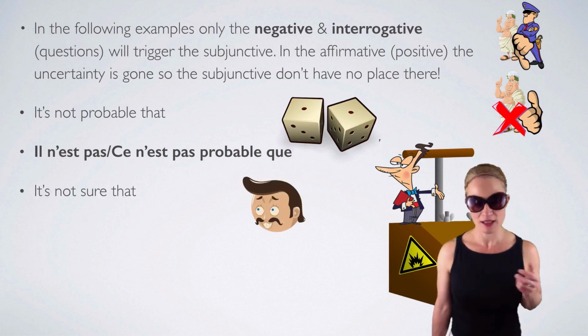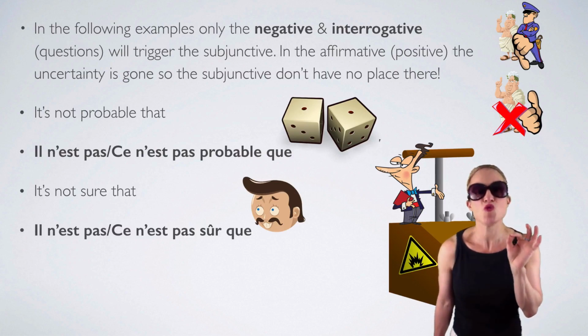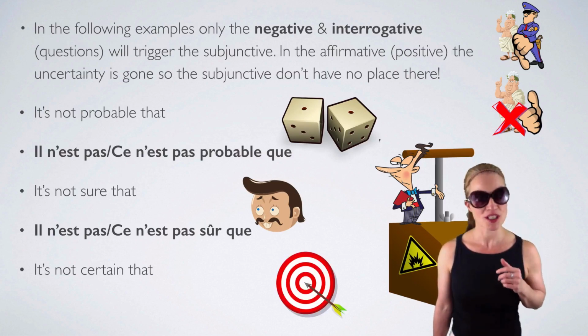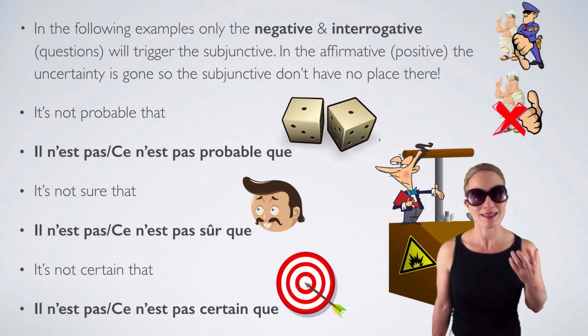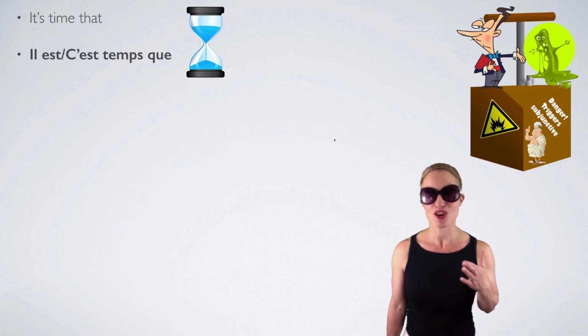It's not sure that. This is my Irish fella. To be sure, to be sure. Il n'est pas sûr que. Ce n'est pas sûr que. It's not certain that. Il n'est pas certain que. Ce n'est pas certain que. It's time that, more impersonal ones. Il est temps que. C'est temps que.